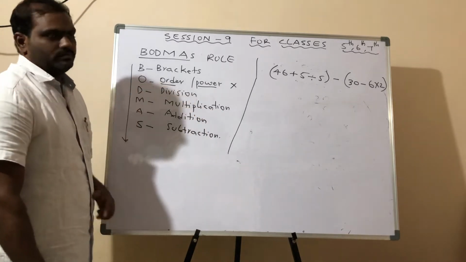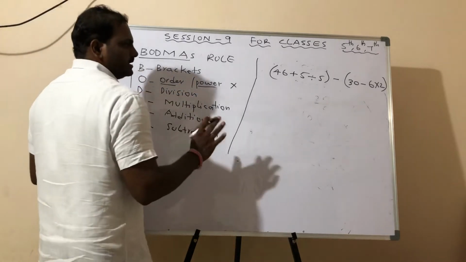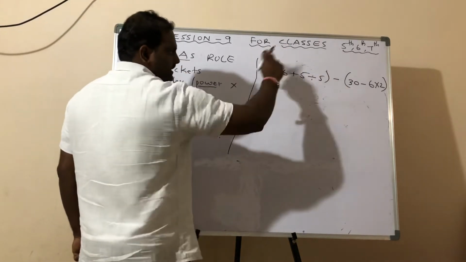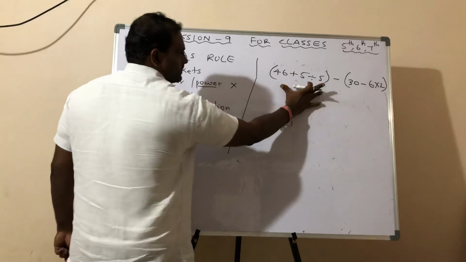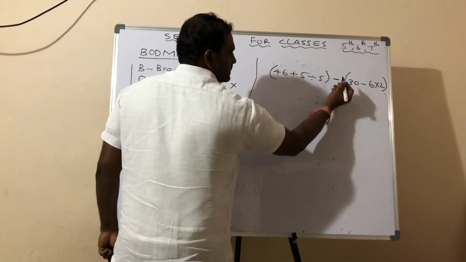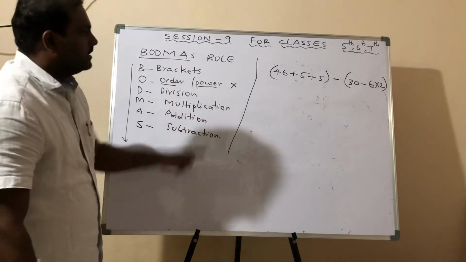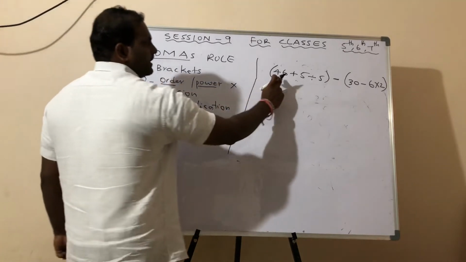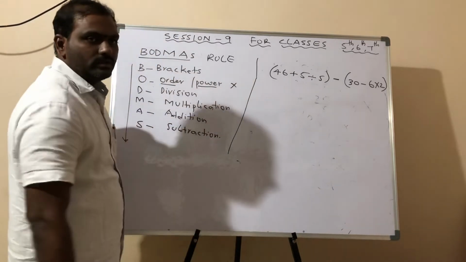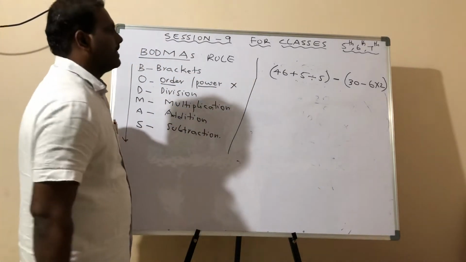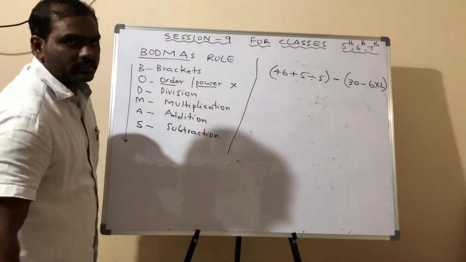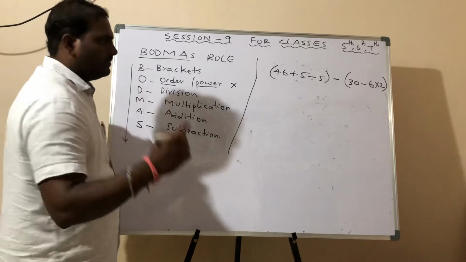So how to do? First, what I said, you have to follow this method. First, brackets is there. That means first we have to do this, then I have to go for this. Now first I am doing this. In the bracket, addition is there, division is there. So first what should I do? I have to do division. What is the division here? 5 divided by 5. How much? 1.